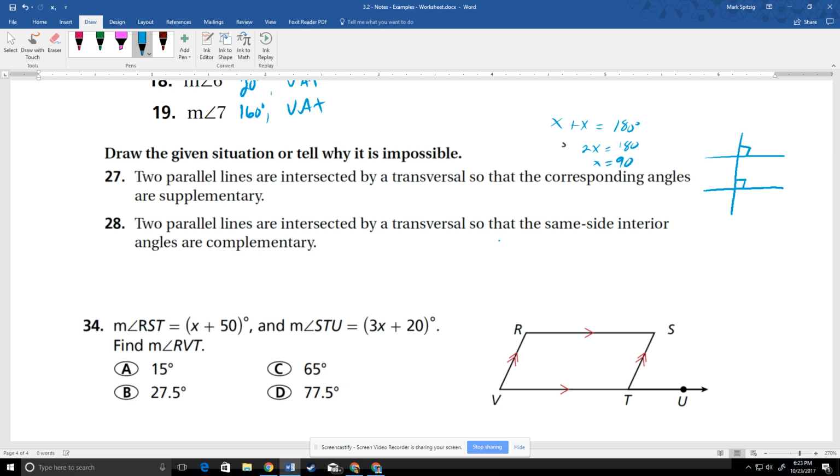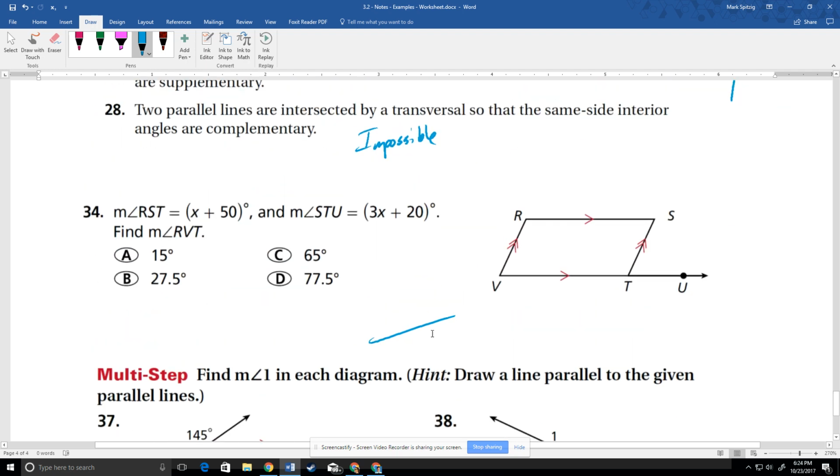All right, so I want to say two parallel lines are intersected by a transversal so that the same side interior angles are complementary. Well, same side interior angles are supplementary, which means they add to 180, which means they will never add up to 90. That's what complementary is, right? So this is impossible.